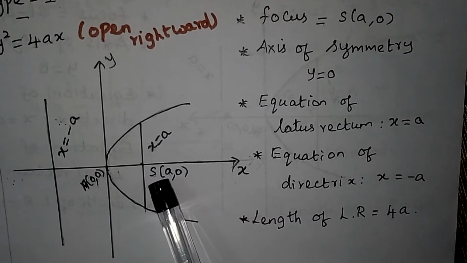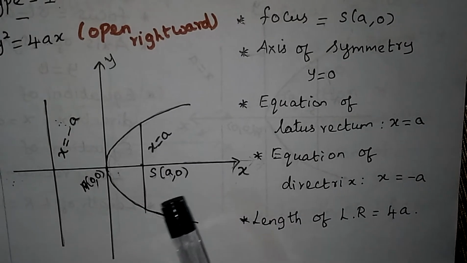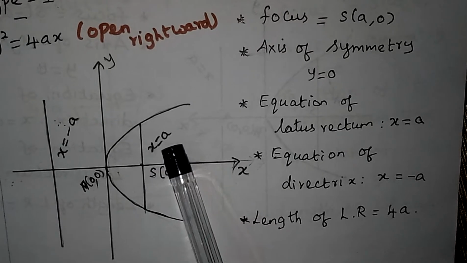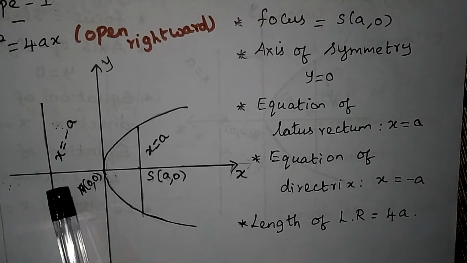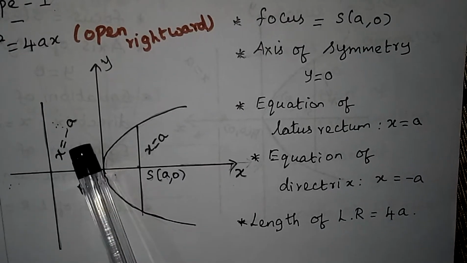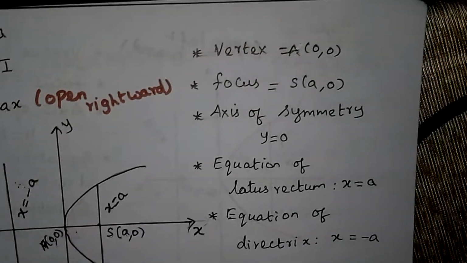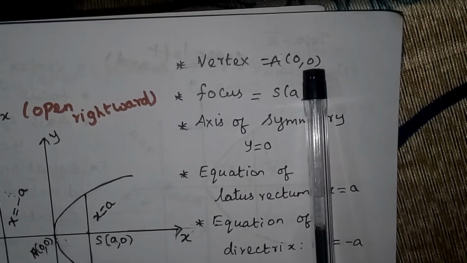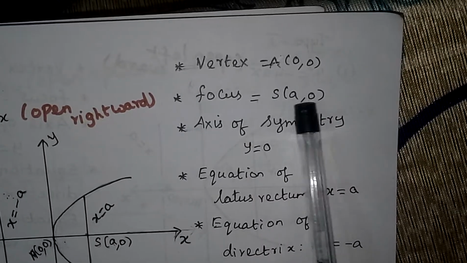So first, if you know the focus, then you can write the other values. The focus is a comma 0. Then this line is x equal to a. The directrix will be at the back, the same distance, but the sign will change, so it will become x equal to minus a. Now everything you can write. The vertex is the origin. The focus is a comma 0.